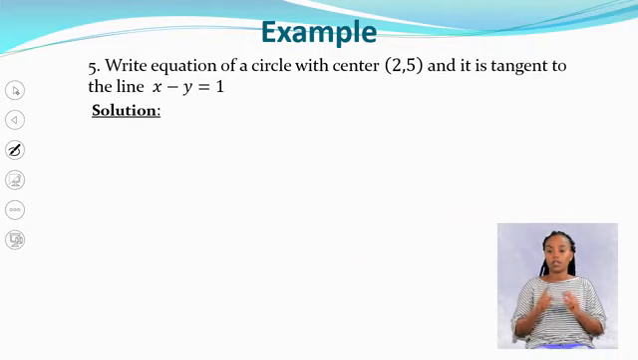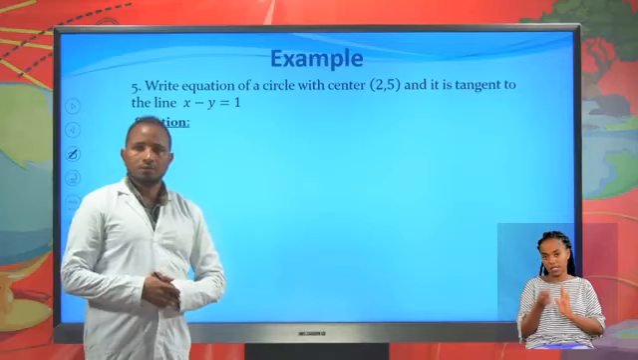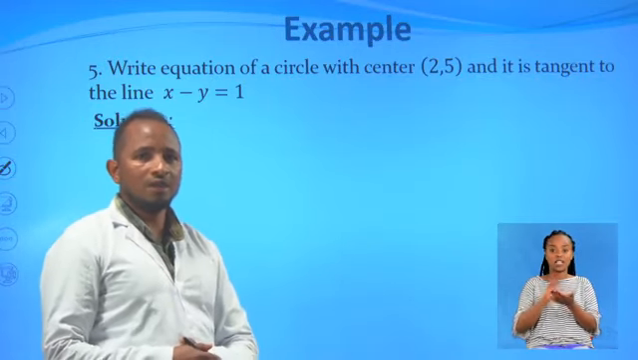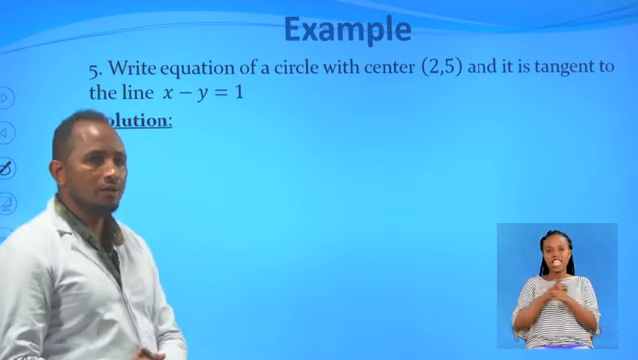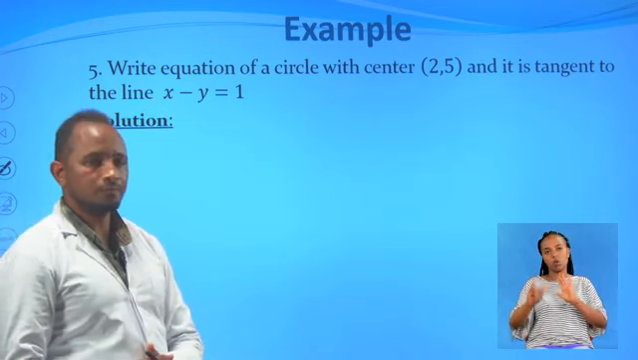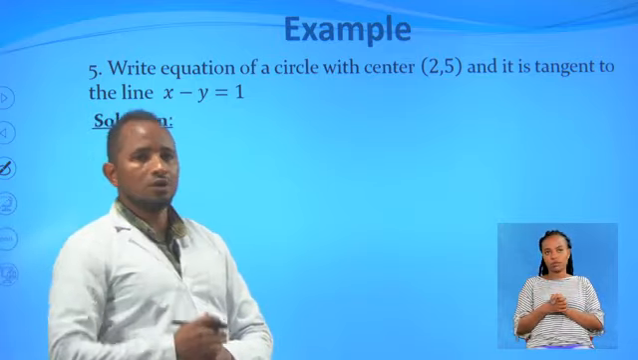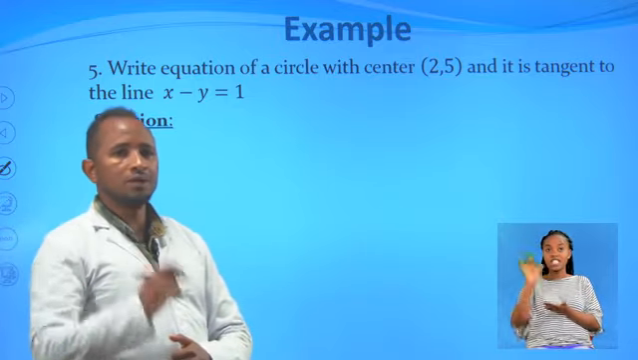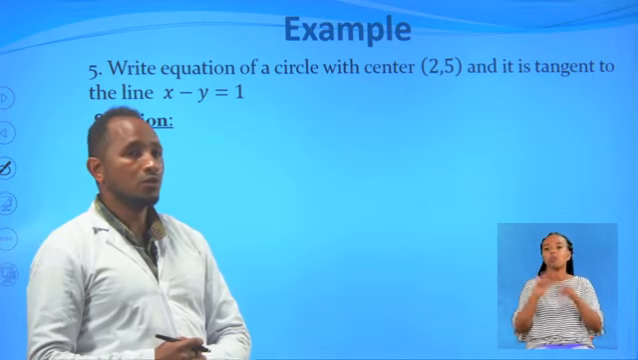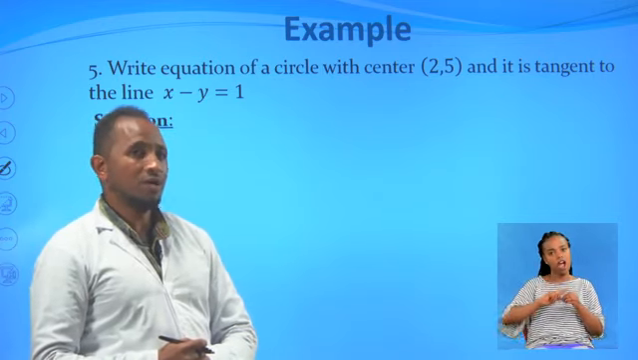Okay, here is another example. It says, write the equation of a circle with center 2, 5 that is tangent to the line x minus y is equal to 1. In this question, the center of the circle is given, it is 2, 5. But we don't have the radius, so we need to find the radius. So let's see the question.